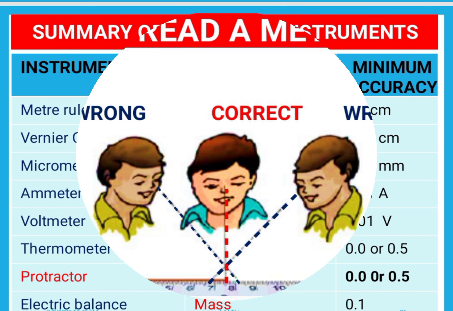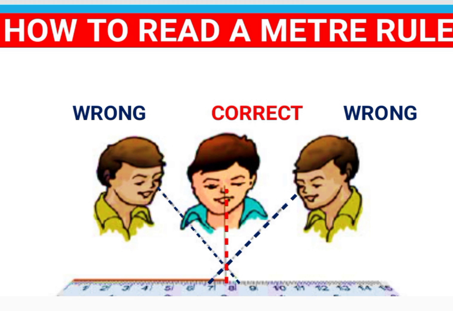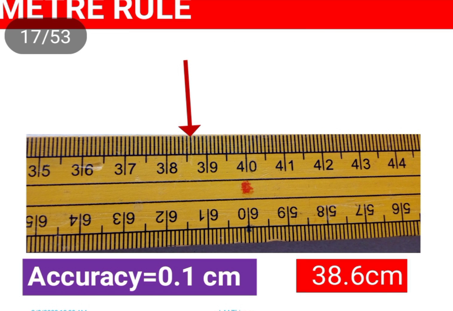So how do we take these measurements? When we are taking a measurement using a ruler, we should make sure that our eyes are perpendicular to the point we are making the measurement. For example, to take the measurement of this reading, it should be 38.6. Its accuracy is to 1 decimal place.